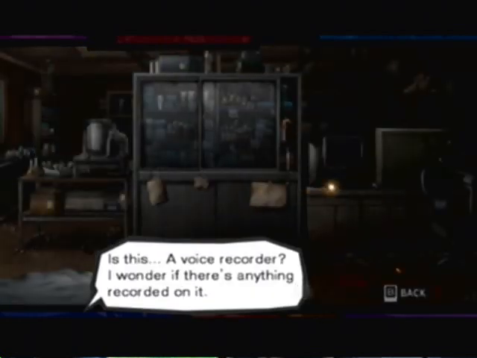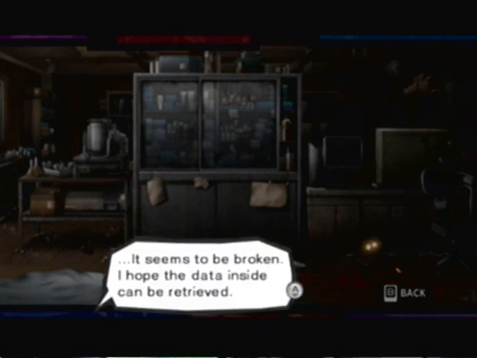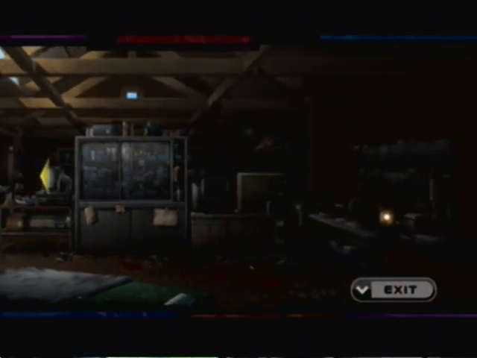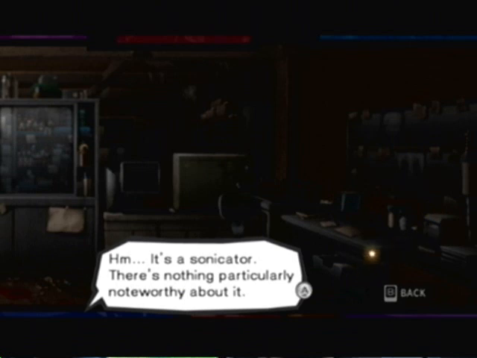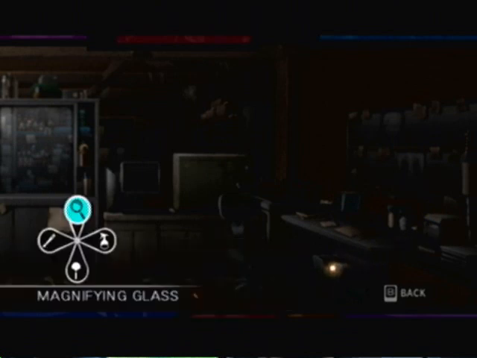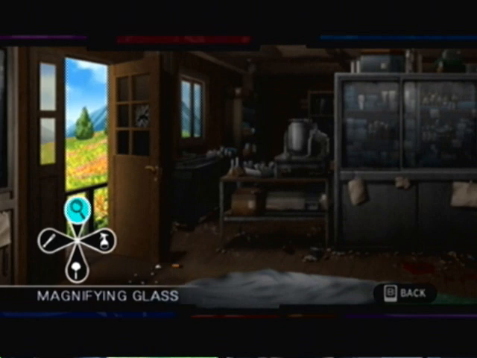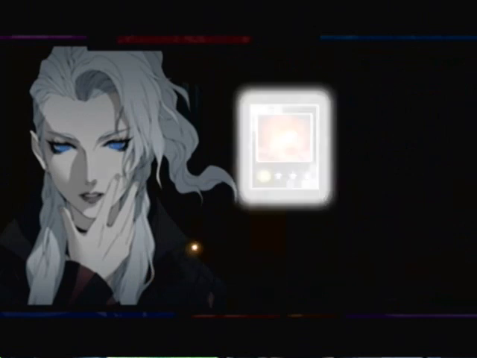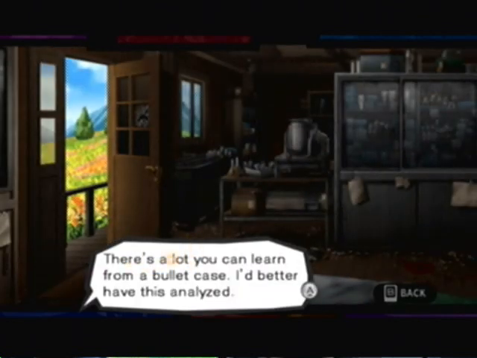Is this a voice recorder? I wonder if there's anything recorded on it. It seems to be broken. I hope the data inside can be retrieved. It's a bullet case. What's it doing in a place like this? There's a lot you can learn from a bullet case. I'd better have this analyzed.